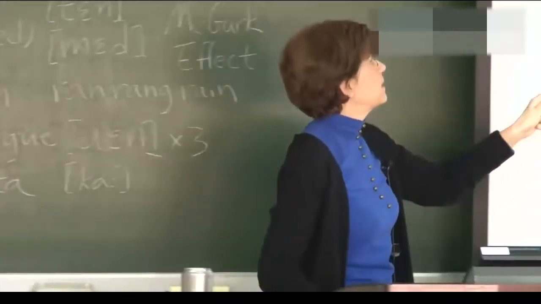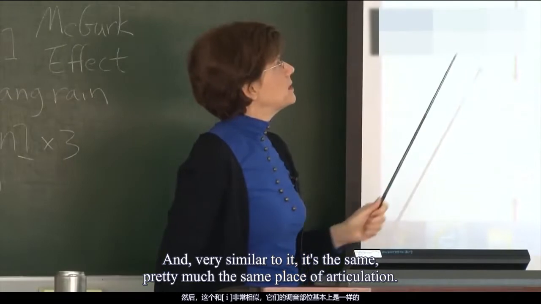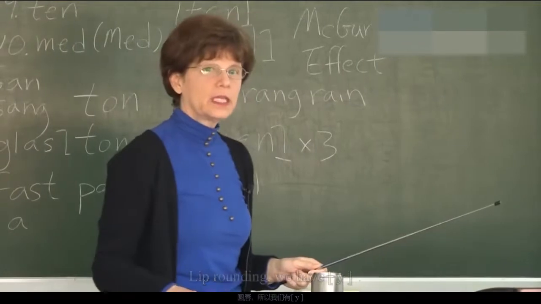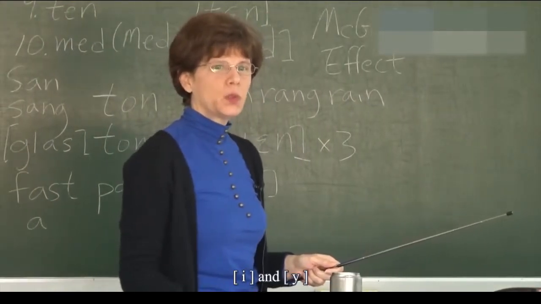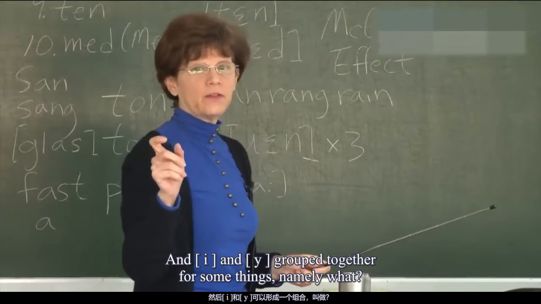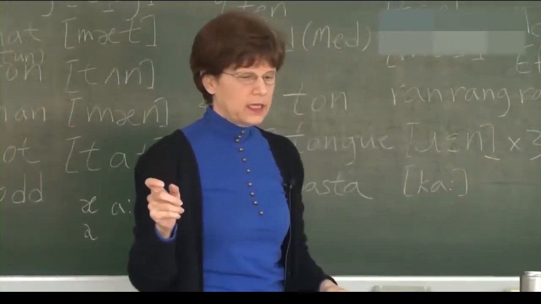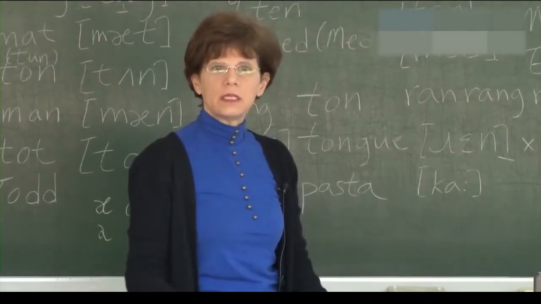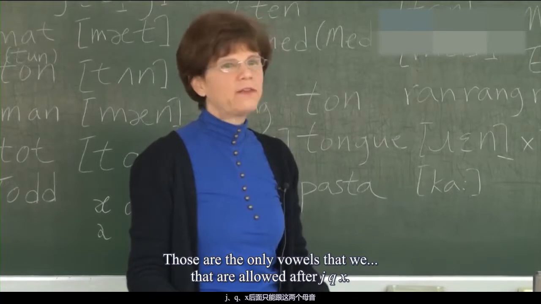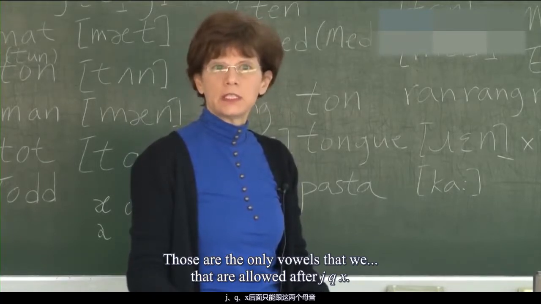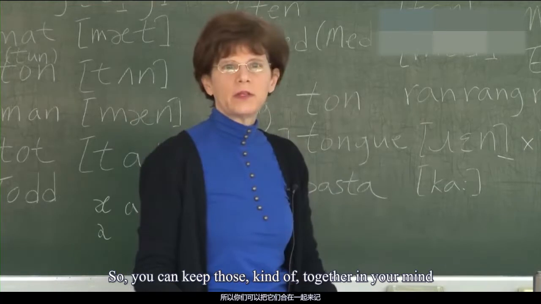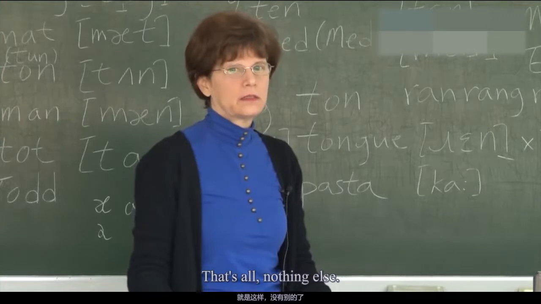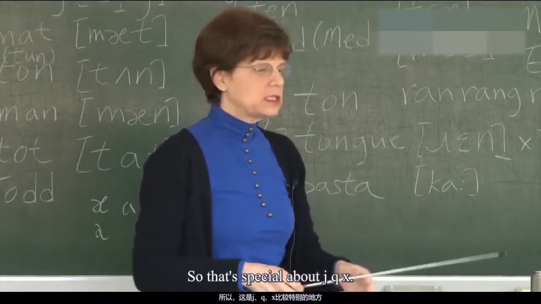So that's E. And very similar to it, it's pretty much the same place of articulation, but it's got lip rounding, we have U, E, and U. And E and U group together for some things, namely what? If you have 机器西, what vowel can come after 机器西? Either E or U, those are the only vowels that are allowed after 机器西. So you can keep those kind of together in your mind. 机器西后面只有2个可能, 一个是 E, 一个是 U, that's all, nothing else. So that's special about 机器西.